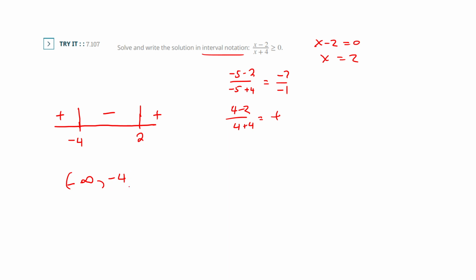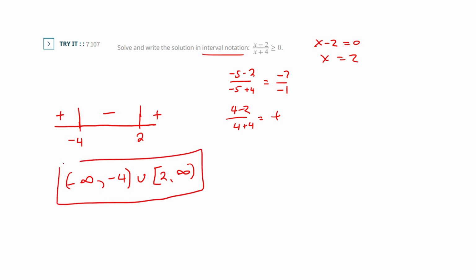Now, do we want a bracket here? We don't, because this is an asymptote. We can never reach there. So we want a parenthesis, because you can never get to negative 4. And then we're going to union this. Now, we want to go from 2 to infinity. But how about 2? Could we equal 0 at 2? Yes, we can. It's an intercept. So, bracket. You could have gotten to 0 there. So greater than or equal to 0, and there's our answer.